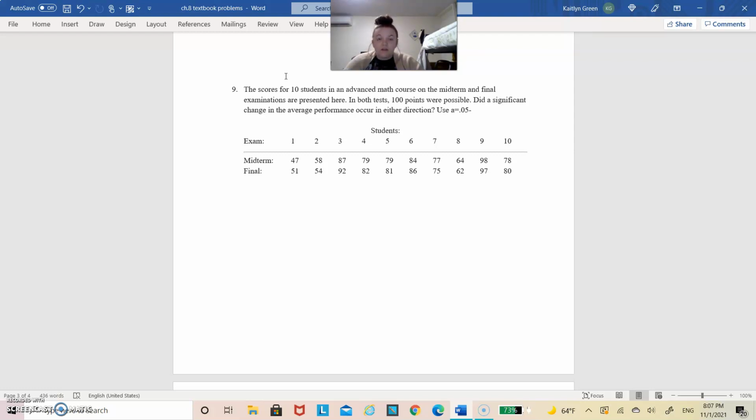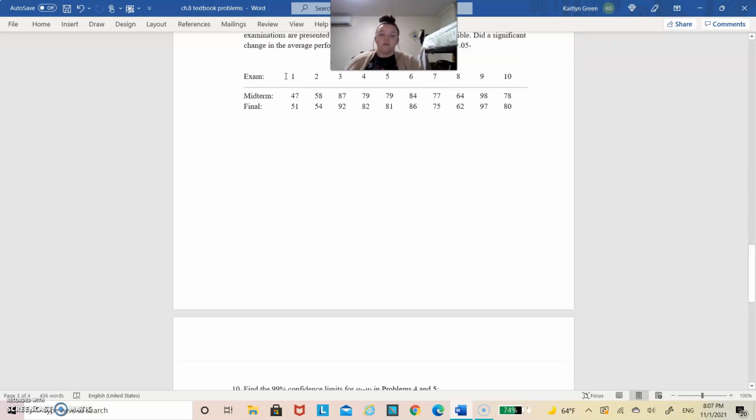We obviously have to go on to our t table to find what t critical is going to be, and I got that t critical was 2.262. So our decision is going to be fail to reject H0. What that simply means is that there is not a significant difference in the average performance between midterms and the final exam. So I guess the students either didn't prepare enough, had a bad test, or they didn't learn anything in between midterms and finals.